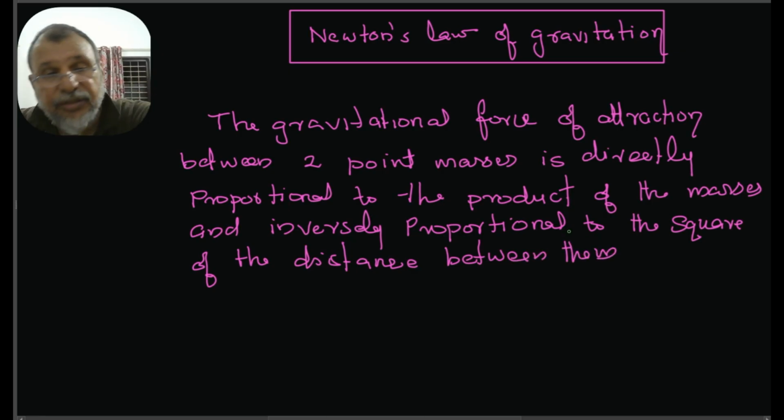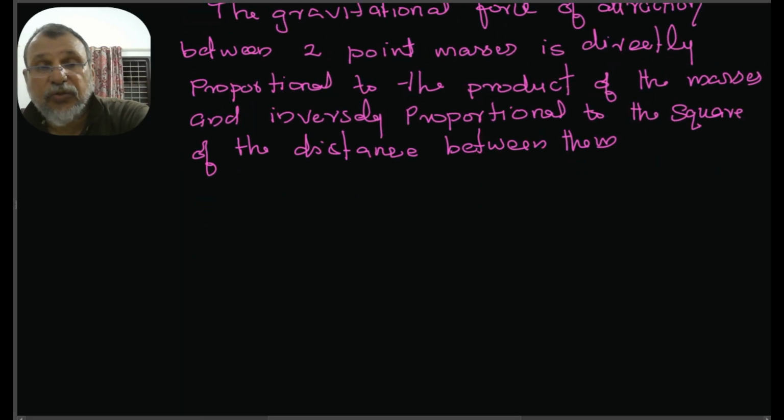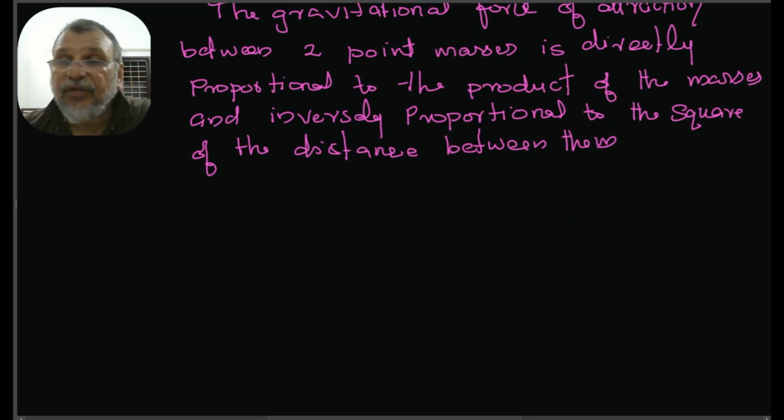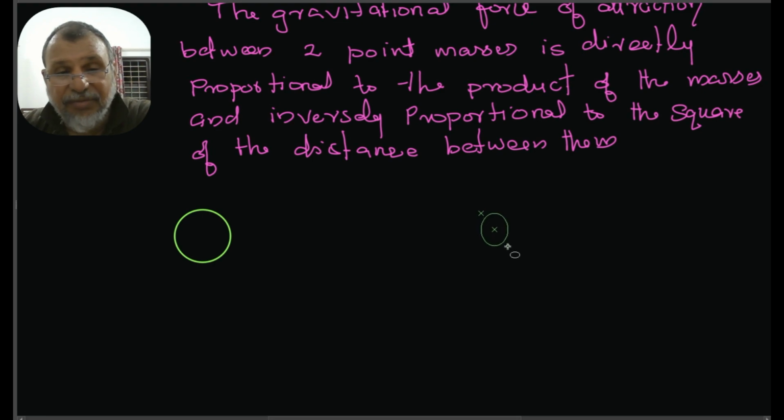So this is the statement. The gravitational force of attraction between two bodies is directly proportional to the product of their masses and inversely proportional to the square of the distance. Let's try to make it a little bit more clear. We'll draw an image that will reveal the details. Here we have a body, and then a second body. These two bodies will be considered point masses. We will talk about point masses soon.